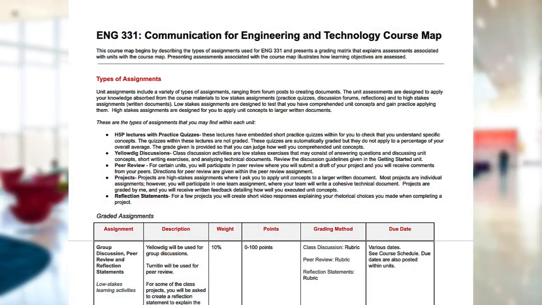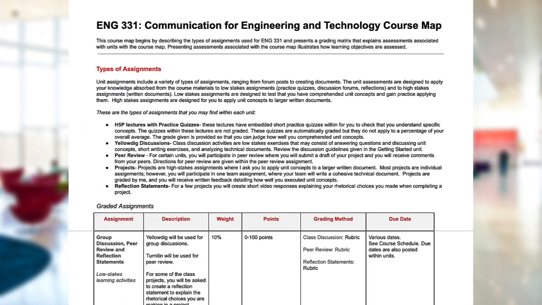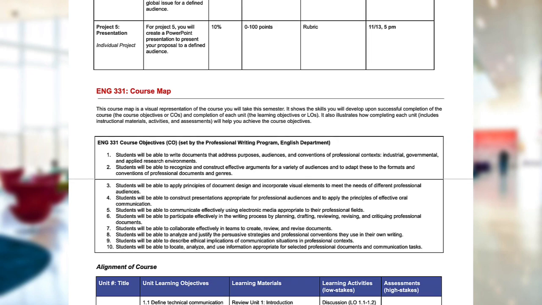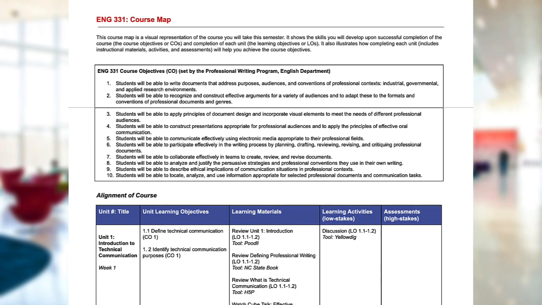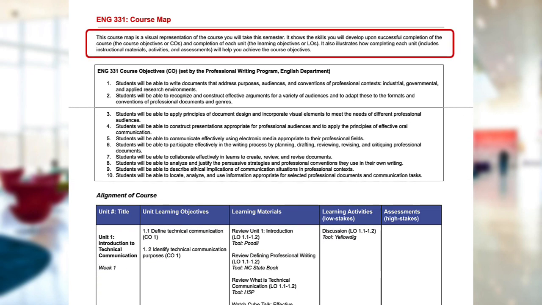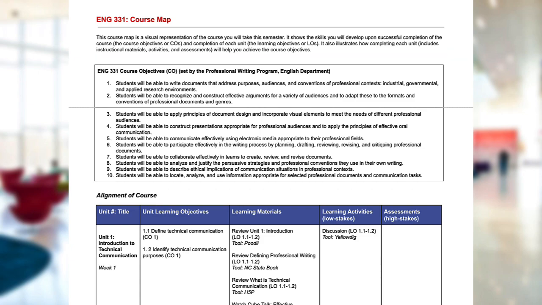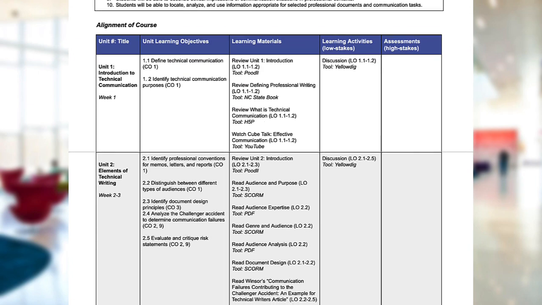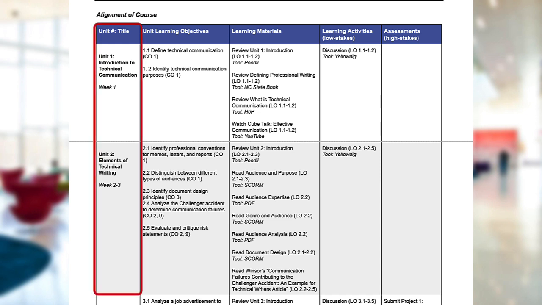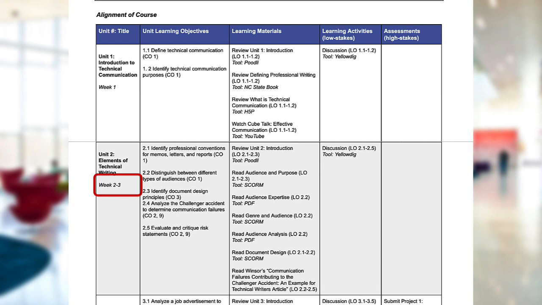Let's take a look at one more course map where the instructor changed it up a bit. In this course map, if we scroll down, you still see the same basic structure as in the first map. The instructor has included a description above the course outcomes, explaining what the course map is. You can see that the conceptual chunks are called units instead of modules. Most of the units cover multiple weeks.